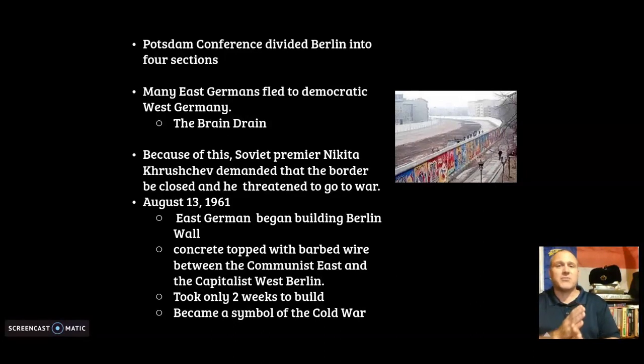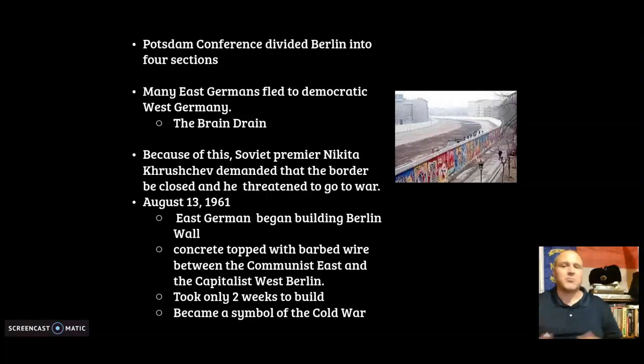And if people don't stop fleeing and the United States doesn't stop letting people in, they're going to go to war. So the first step of trying to avoid this war is the building of what we call the Berlin Wall. And in August 1961, East Germany starts building this wall. It's about 10 to 12 feet high. It has barbed wire across the top. It's like a jail. I mean, can it be any more like this Iron Curtain that Winston Churchill spoke of? It's a huge concrete barrier between Soviet East Berlin and democratic West Berlin. This wall only took 2 weeks to build, and the Berlin Wall becomes the symbol of the Cold War.